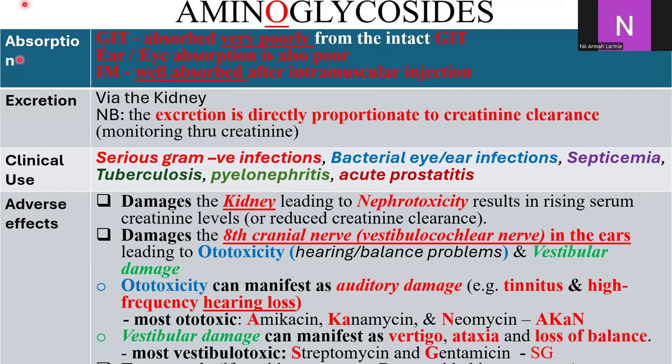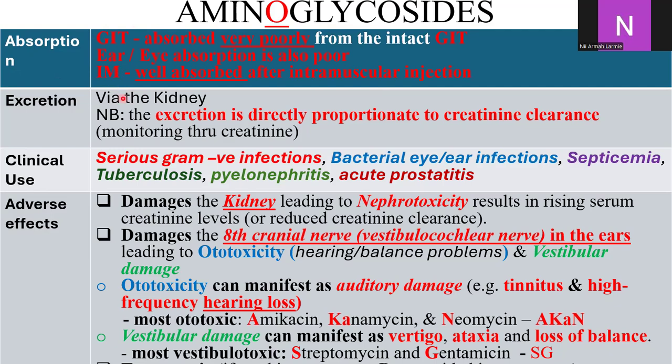Aminoglycosides are poorly absorbed when taken orally. Because of that, we do not use them orally; we avoid the oral route. Secondly, if you give an aminoglycoside by the IM route, the absorption is superb. It's very good, well absorbed when given by the IM. So aminoglycosides are usually given by the IM route.